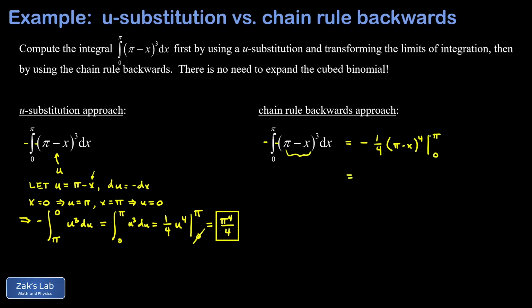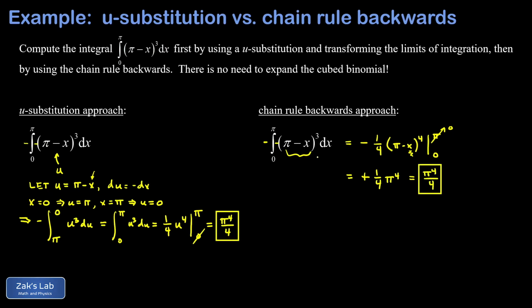Now notice when I plug in my upper limit of integration, I get pi minus pi in there, or 0. So that's gone. Then I subtract what I get by plugging in 0 for x. And when I plug in 0 for x, I just get pi to the fourth. So we get the same answer, pi to the fourth over 4.